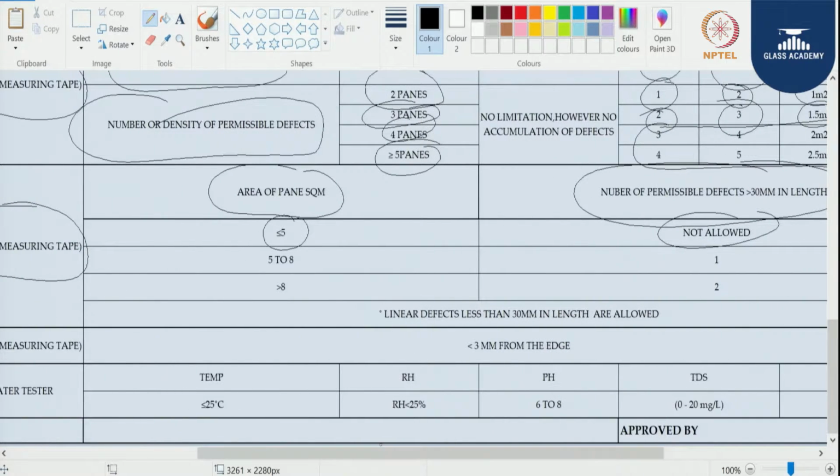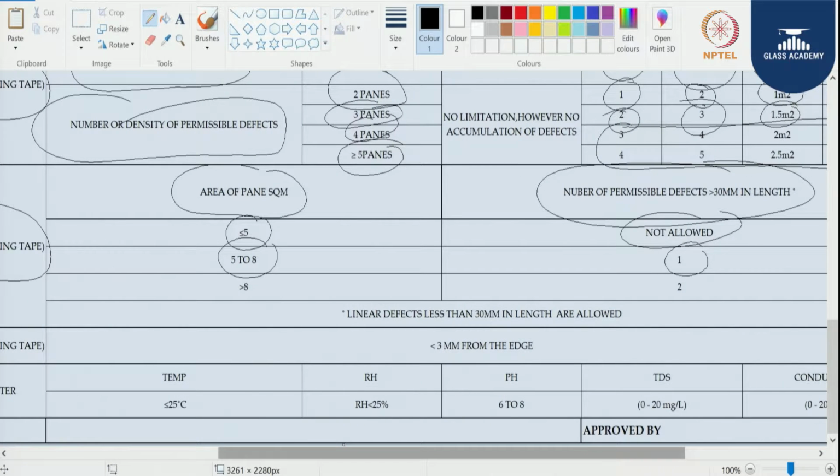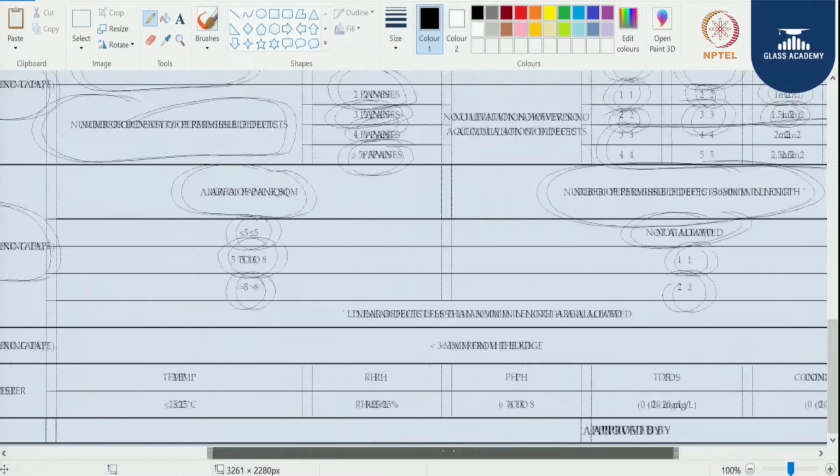For the area between 5 to 8 square meter, only one permissible defect with more than 30 mm in length is allowed. If the area of the pane is more than 8 square meter, 2 permissible defects with more than 30 mm length are allowed. And the frequency of testing shall be for every glass.